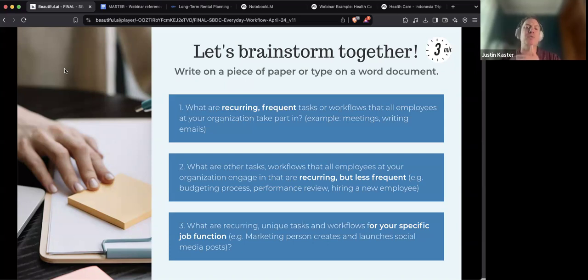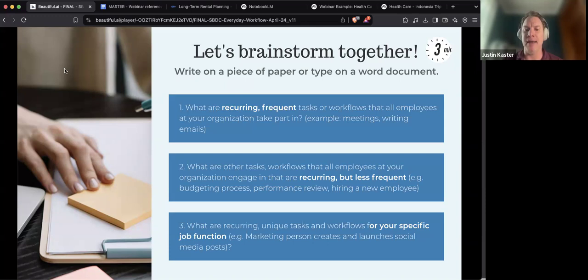But there's other things we do, like hiring a new employee, that take time and effort in our workflows, but they're not everyday things. So just anything else that comes to mind there that a lot of employees do. Maybe it's not everybody. And then number three is what are recurring and unique tasks and workflows that are specific to your job function. So if you're a marketing person, you're the one that's creating and launching social media posts, for example, right? So just start to write down a few bullets on each of these as well.